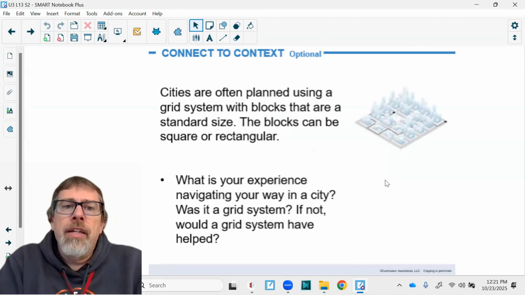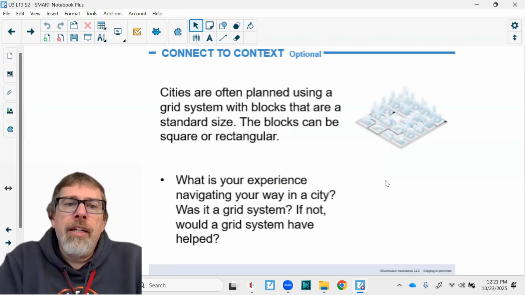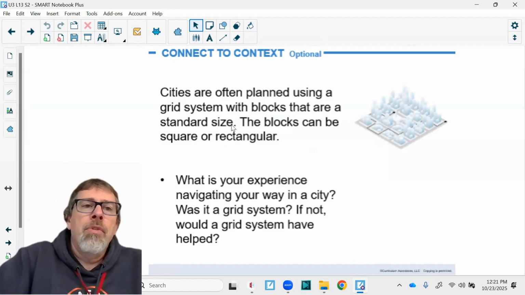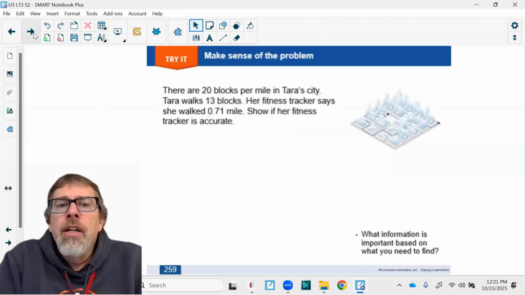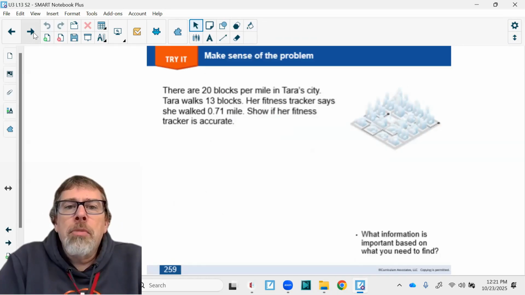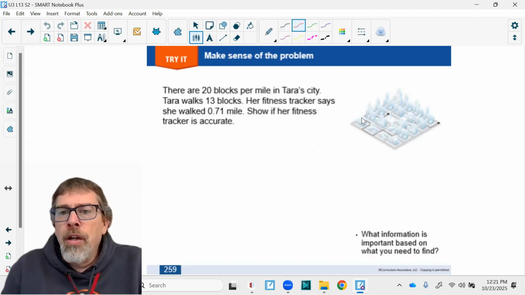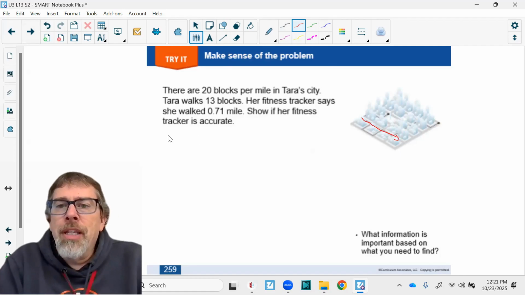And connecting to context. Cities are often planned using a grid system with blocks that are a standard size. The blocks can be square or rectangular. Okay, so let's just skip that other question. And it says there are 20 blocks per mile in Terrace City. So this isn't really clear. 20 blocks per mile. I guess if you're walking down one street in a straight line like this one's shown, and you're walking this way, you go 20 blocks, you're going a mile. That's what they mean. Okay.